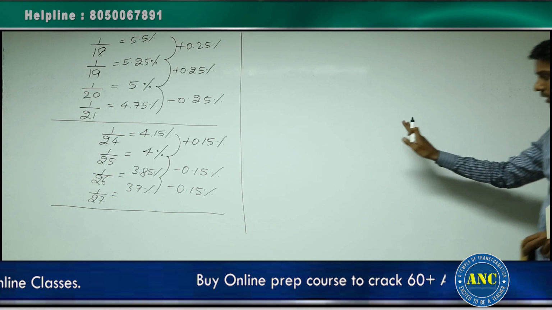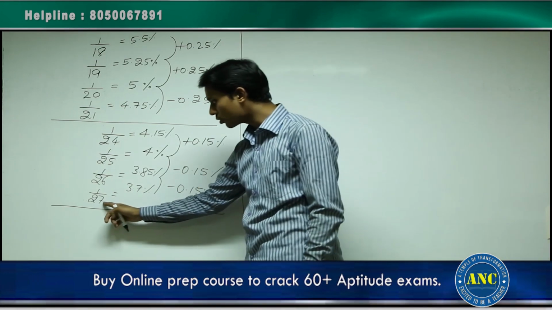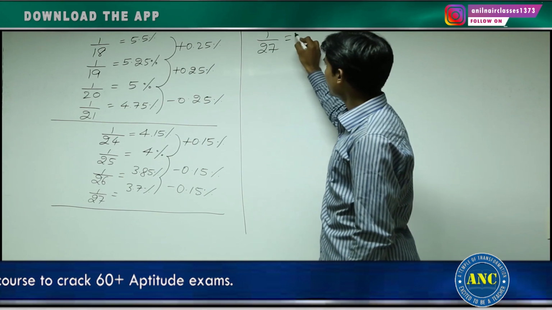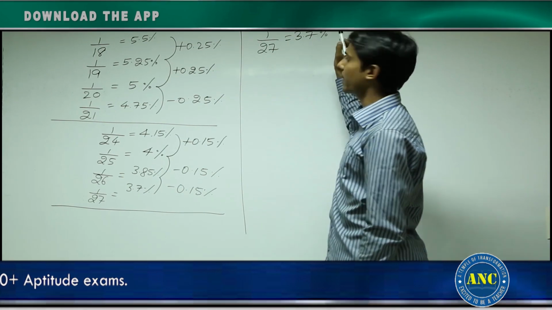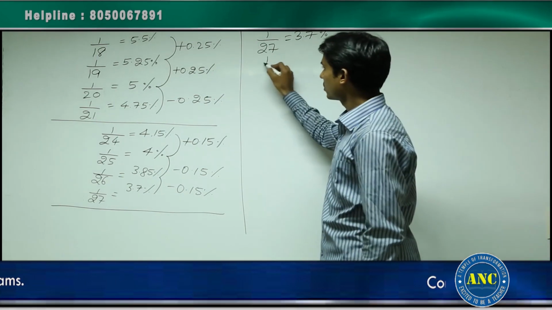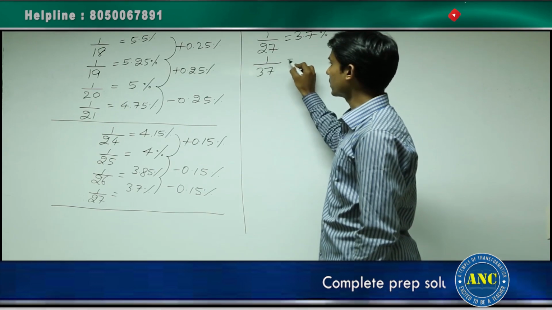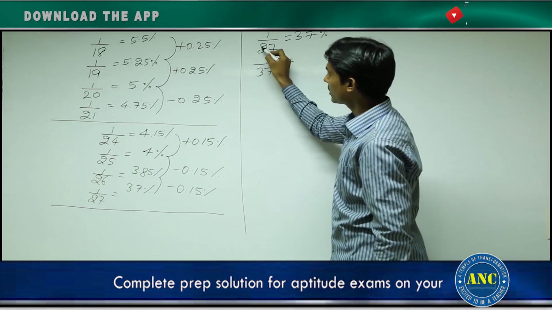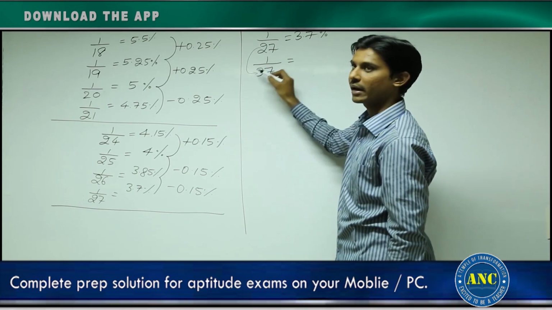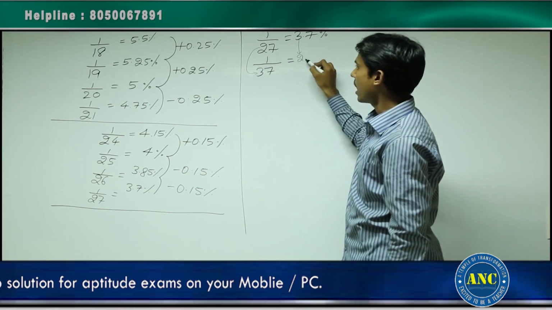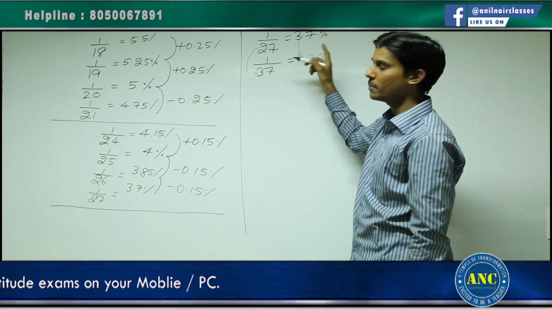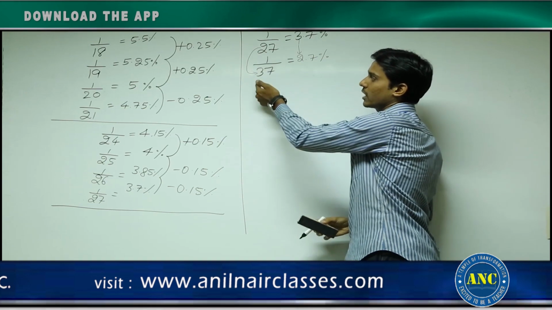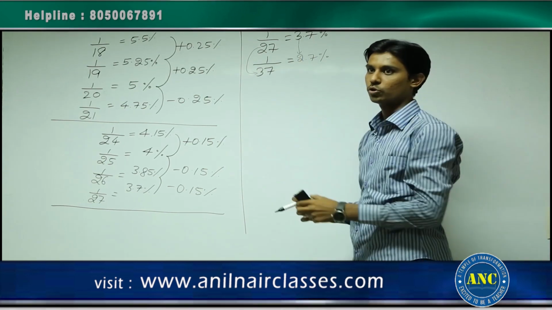Okay, see here. Listen to this. Just now we found the value of 1 by 27. 1 by 27 is 3.7 percentage, right? Suppose I want to find 1 by 37. See here, on the left hand side 2 is becoming 3, on the right hand side 3 should become 2. The answer is 2.7 percentage.